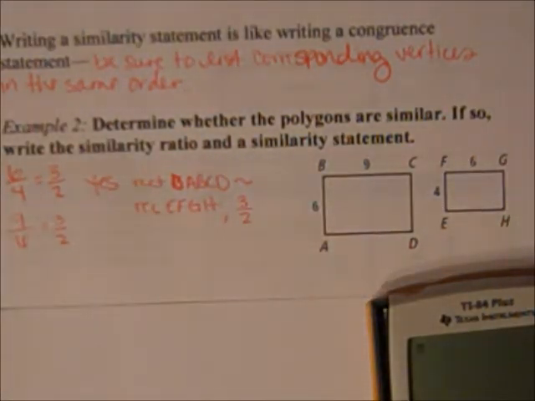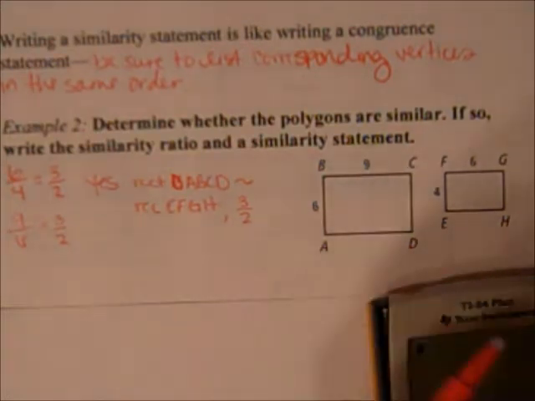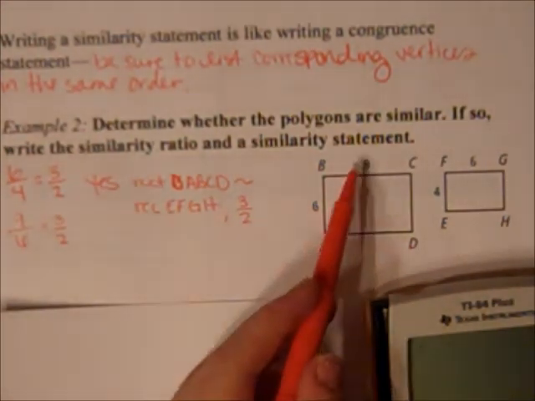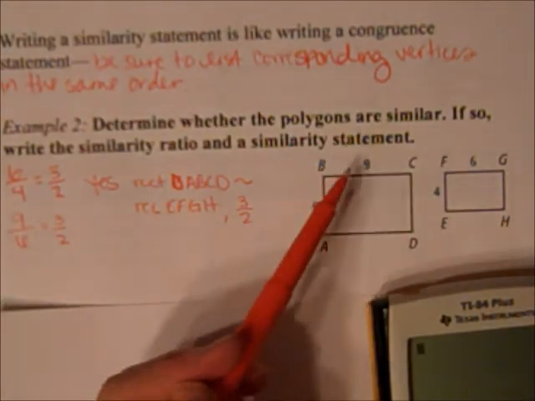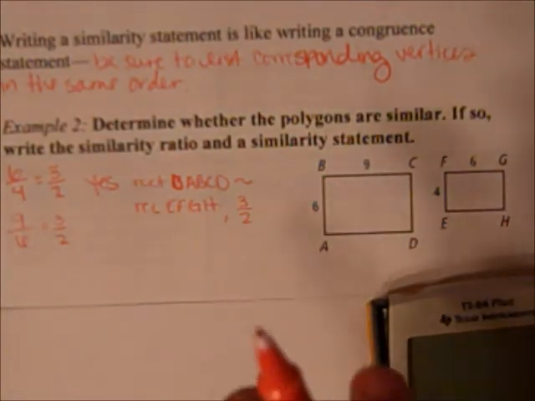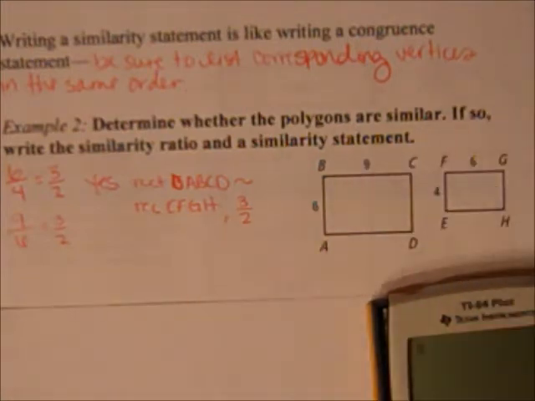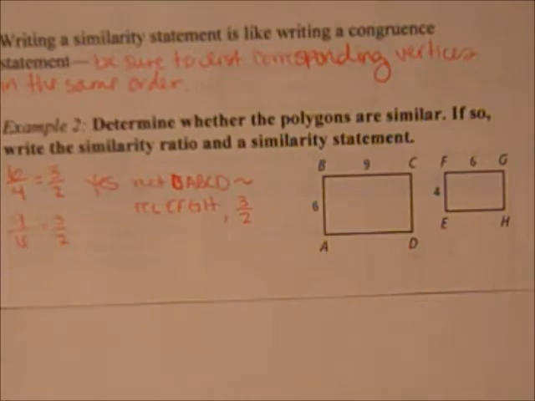Okay, the only thing you don't want to do is you don't want to compare within the same side. I don't want to say 9 over 6 and 6 over 4. I have to compare this rectangle to this one to this one. I'm trying to see if the two polygons are similar to each other, nothing about the sides within the same figure. So just don't make that mistake and you can't mess up.